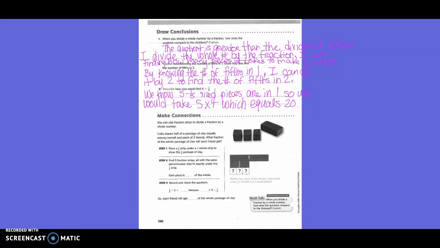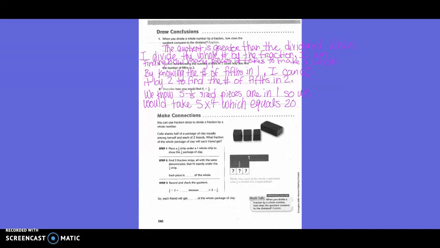When I divide the whole number by the fraction, I am finding how many pieces it takes to make a whole. Number 2, explain how knowing the number of fifths in 1 can help you find the number of fifths in 2. By knowing the number of fifths in 1, I can multiply by 2 to find the number of fifths in 2. Number 3, describe how you would find 4 divided by 1/5. We know 5 pieces of size 1/5 are in 1, so we would take 5 times 4, which equals 20.